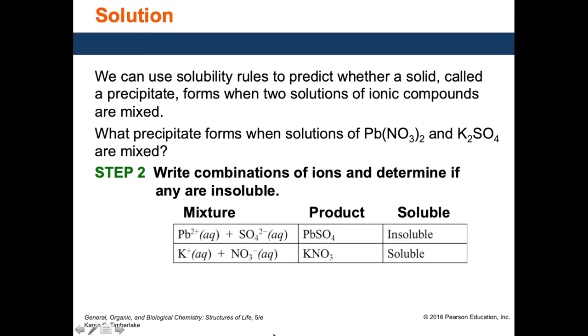Well, again, as soon as you see potassium or nitrate, you know that that's going to be a soluble salt, right? So you know that that cannot be your precipitate. Your precipitate must be PbSO4. Okay, that's your insoluble product. So how do we show this in a balanced equation, right?